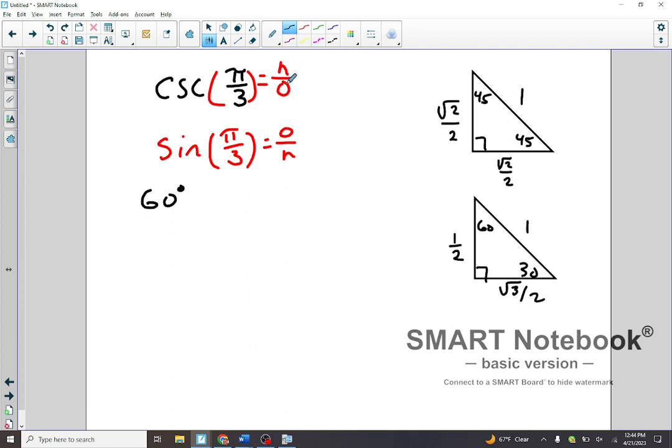But this is cosecant. So instead of opposite over hypotenuse, it's hypotenuse over opposite. Sine of 60 is root 3 over 2. In this case, you reciprocate it, 2 over root 3. But you have to rationalize it. 2 root 3 over 3.